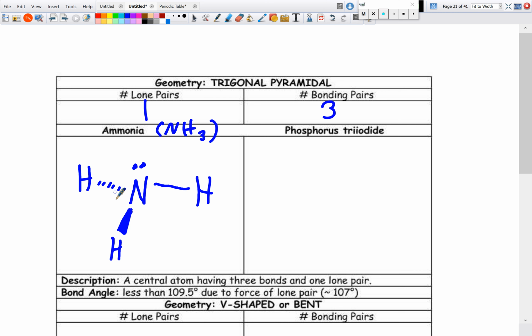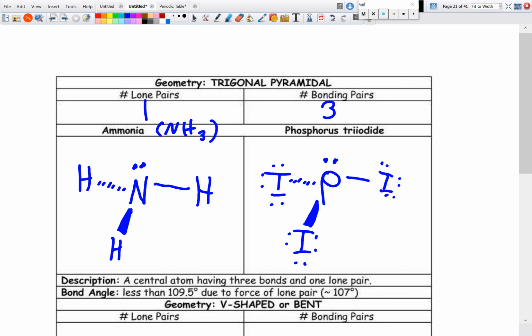And our phosphorus triiodide, well, it's going to have the exact same shape. The only difference is that our central atom is different and our peripherals are different. So our central atom now is phosphorus, it has a lone pair. We're going to have 1 iodine on the plane of the paper. We're going to have another iodine coming out, represented by a wedge. And the last one going in, also represented by a dotted line. And that will be our phosphorus triiodide.